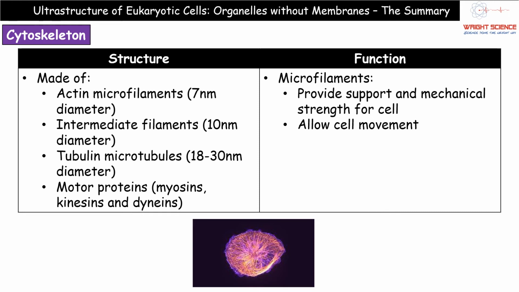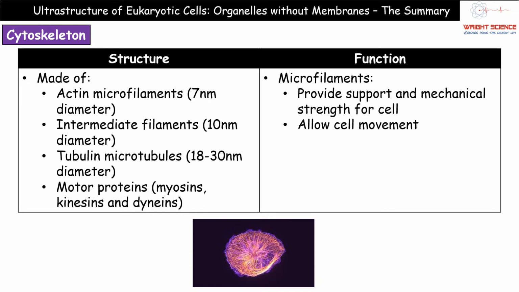Actin, intermediate filaments, the tubulin microtubules, and then the motor proteins. What we're going to do is go through each of those individual parts of the cytoskeleton to understand what their actual function is, because they all do something ever so slightly different to one another. So they all have their own role to play within the cytoskeleton itself.